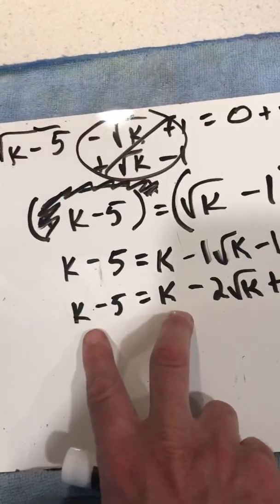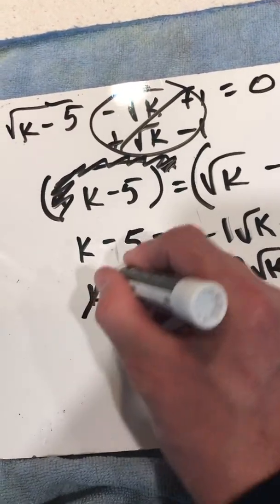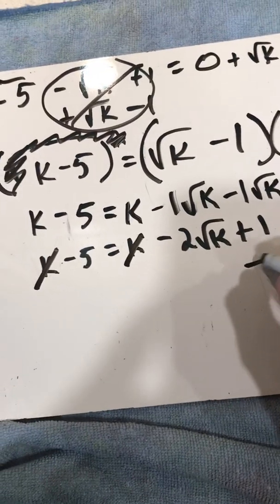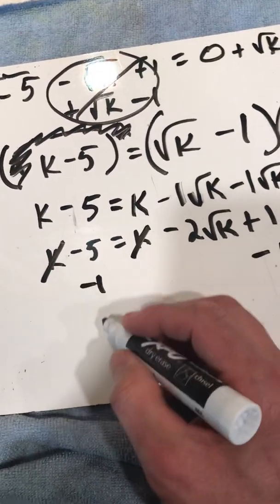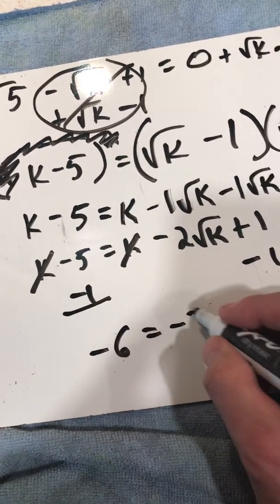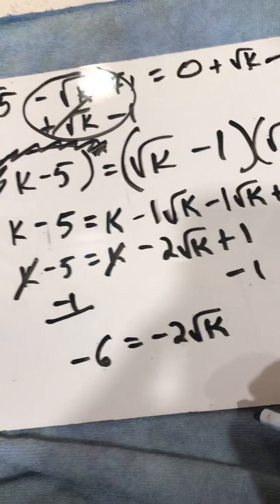Do you see that there's a k on each side? If you subtract k from each side, it's gone. Now let's subtract 1 from each side. So we get negative 6 equals negative 2 square root of k.